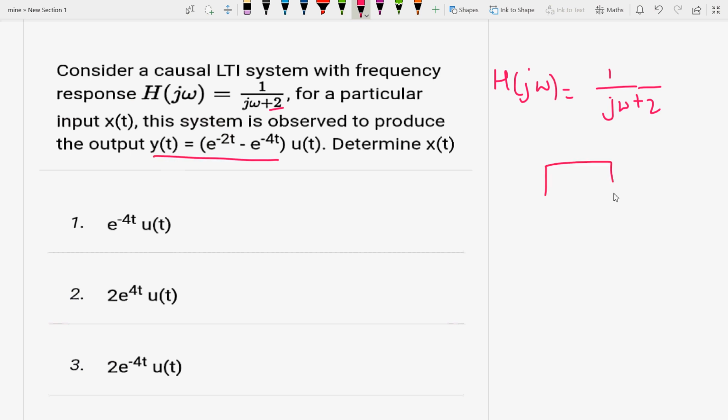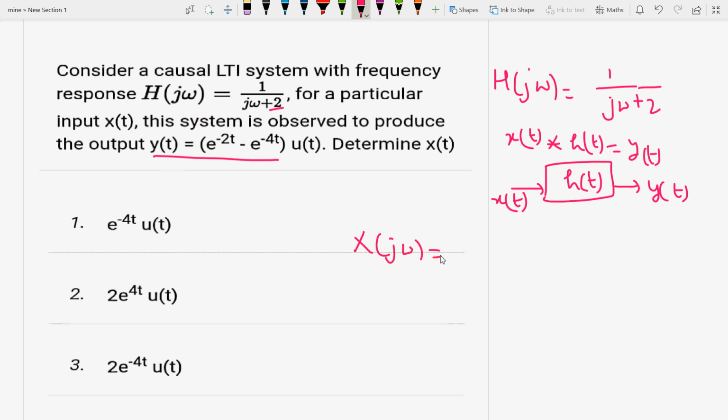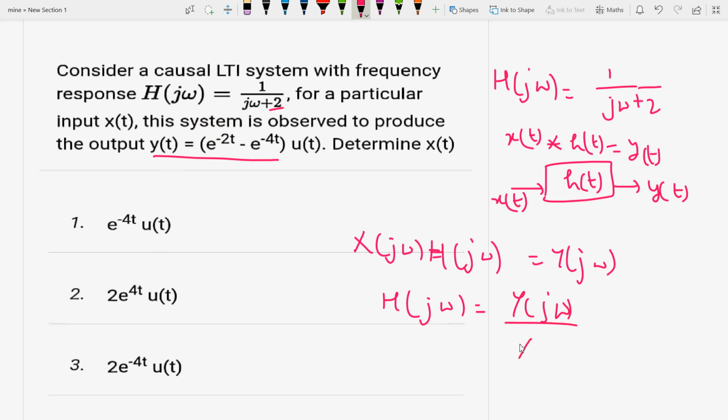That means if this is the system and it has an impulse response h(t), then it will have output y(t) and this input is x(t). According to convolution theorem, x(t) convolution h(t) is equal to y(t). Now it is saying LTI system and frequency response. Okay, so I can also write it as X(jω)H(jω) = Y(jω). Now H(jω) will be equal to Y(jω) by X(jω), right?